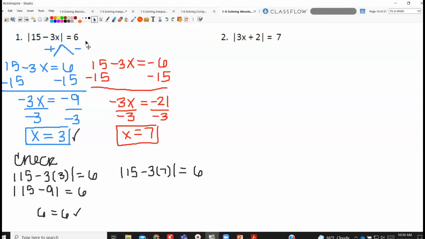And then here you get 15 minus 21, so the absolute value of negative 6 is 6. So 7 also checks, because one might check and one might fail. Then you have one solution instead of two. So absolute values, which is a great question, can have no solutions, they can have one solution, or they can have two.